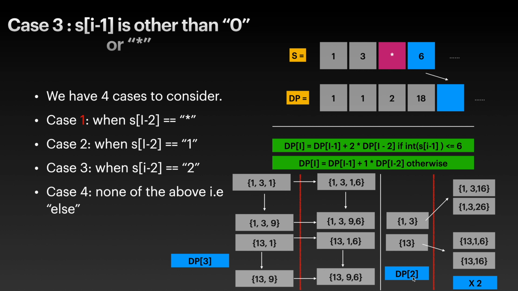But then for the previous case, dp of 2, now we have 1 and 3 and 13. Now for each case, because we have an asterisk mark here, we can have 1 or 2. So in other words, we can have 16 or 26, right? So that's what's going on here. And then same for here, we can have 1 and 6 or, I'm sorry, I made a mistake here.